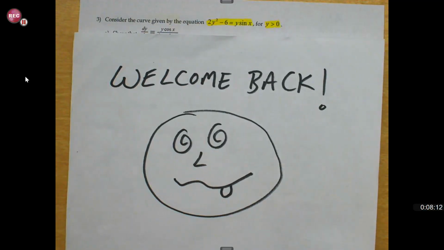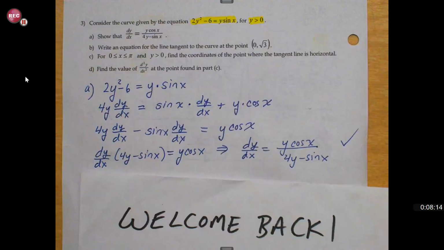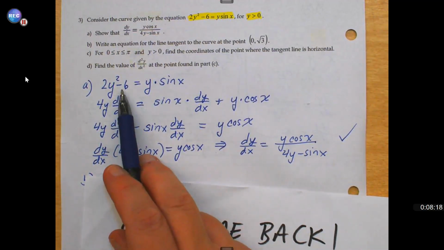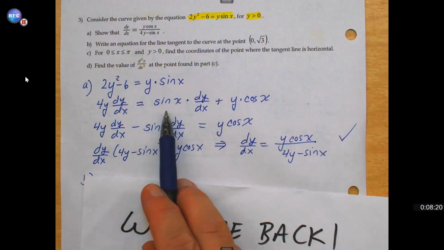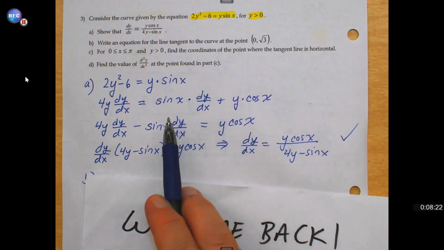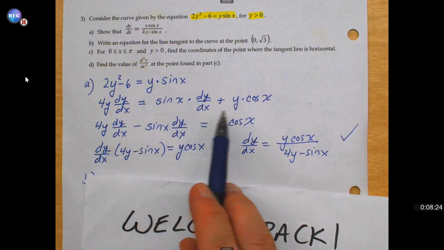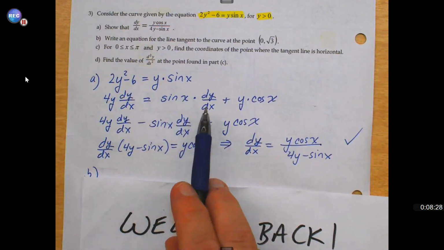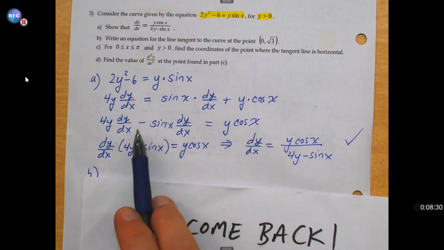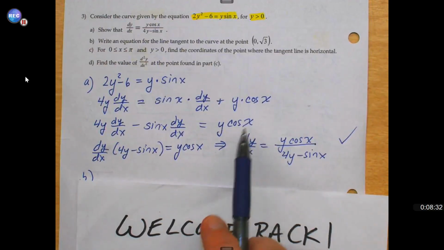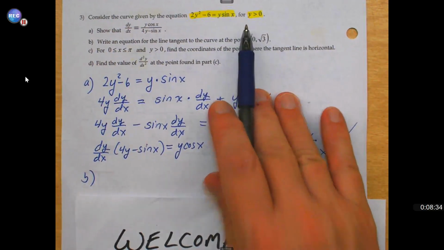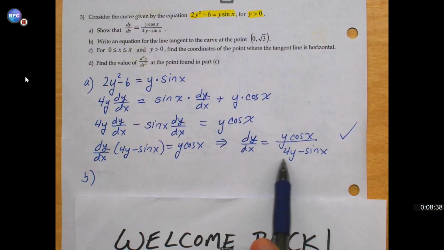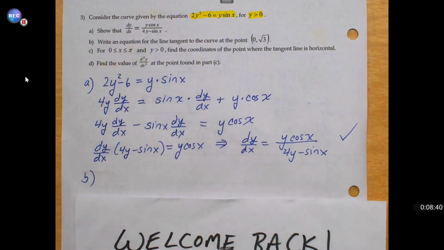Okay, welcome back everybody. So let's see, the left side would be 4y dy dx, 6's derivative is 0. On the right side, I'm doing the product rule. So second times derivative first plus first times derivative second. I subtracted this dy over dx term to the left side, so it's by its buddy. And then I factored out the dy over dx, did a division, and I ended up with the first derivative that they wanted me to end up with.